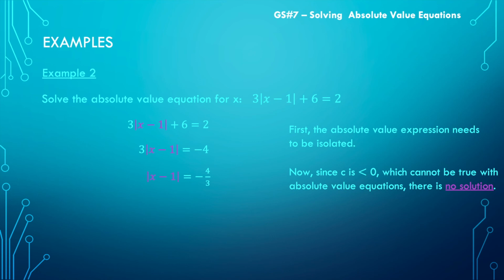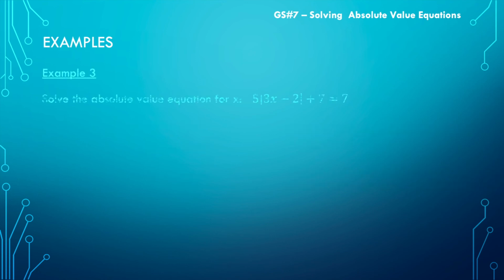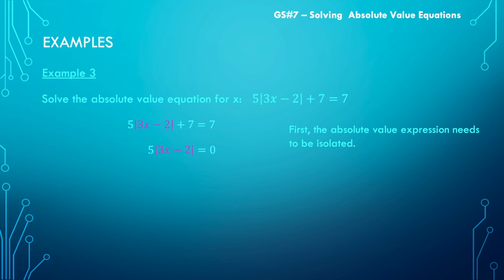And then we've got one more example. Here we go. 5 times the absolute value of 3x minus 2 plus 7 is equal to 7. Okay, starting as we have in the past, we are going to isolate the absolute value expression by subtracting 7. And now dividing out the 5. So we end up with the absolute value of 3x minus 2 is equal to 0.